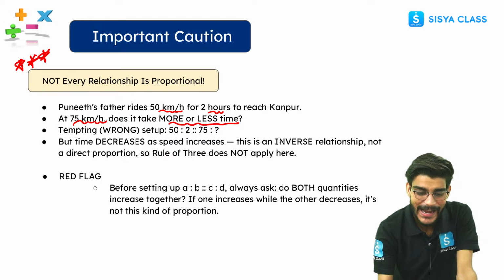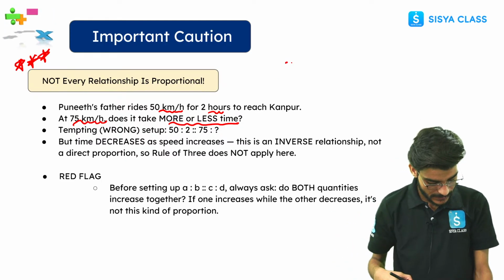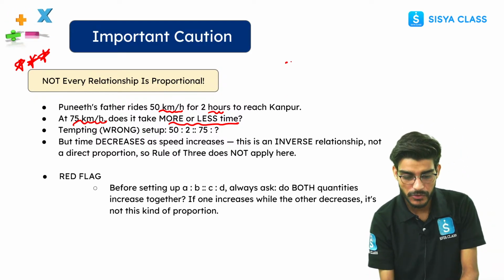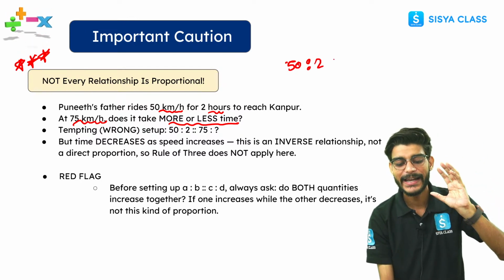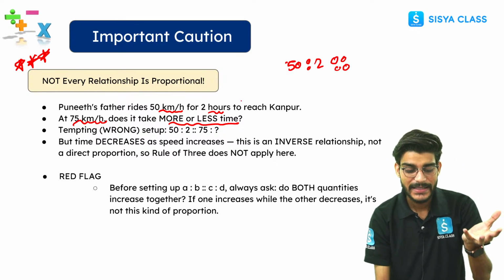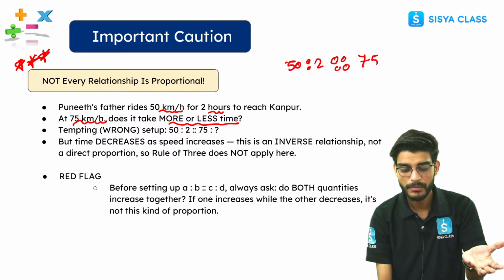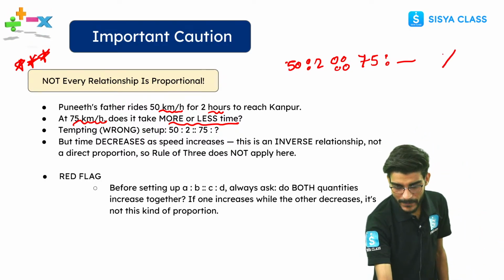If I write this as distance and time proportionality, 50/2 means 50 km in 2 hours. Can I write this as 75 means 75 kilometers, how much time will it take? Can I write it like this? This is completely wrong.